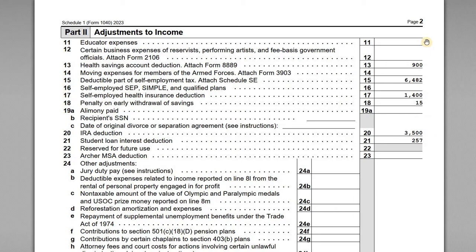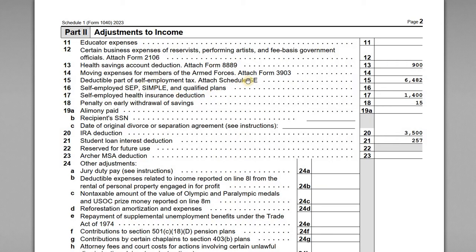So educator expenses. If you are a teacher and you have certain out-of-pocket costs that you spent on the classroom that weren't reimbursed, you can deduct certain educator expenses. Unreimbursed business expenses for reservists, performance artists, fee-based government officials. There is a 2106 form that can be completed. This used to be much broader, so almost any employee that had unreimbursed expenses could claim itemized deductions on the 2106, but then they changed the rules and modified it to become much more narrow. So now only a handful of different types of professions can claim that. So we don't see that as often anymore.